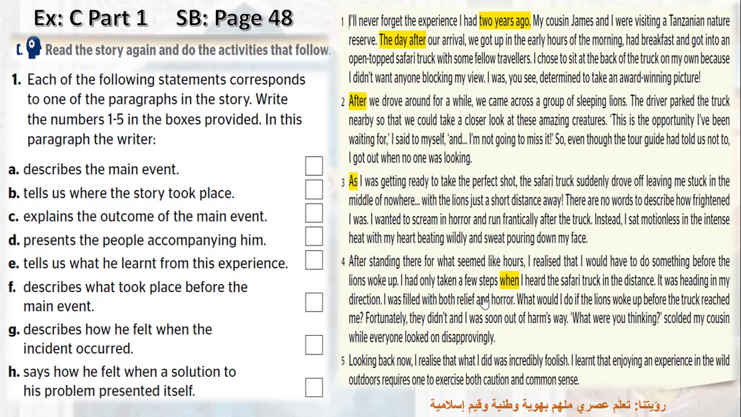Exercise C, Part 1. Students book page 48. Read the story again and do the activities that follow. Number 1. Each of the following statements corresponds to one of the paragraphs in the story. Write the number from 1 to 5 in the boxes provided. In this paragraph, the writer, number A, describe the main event.